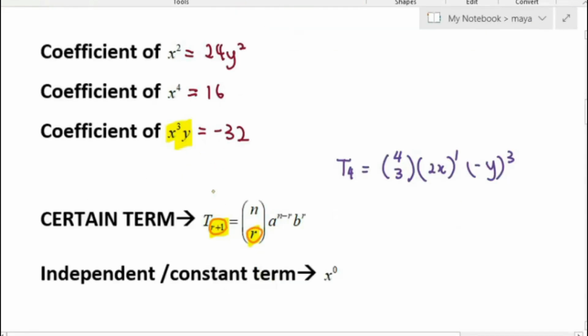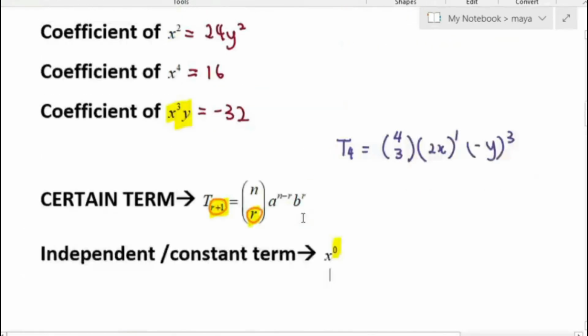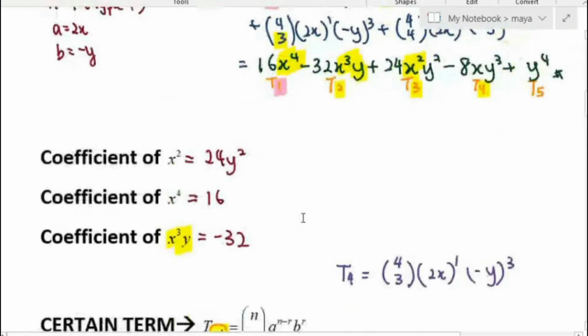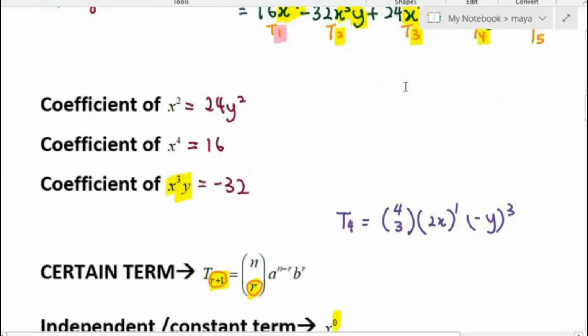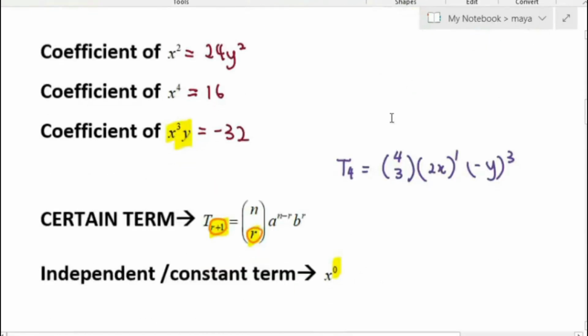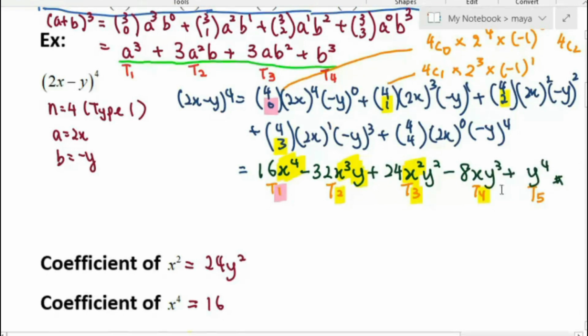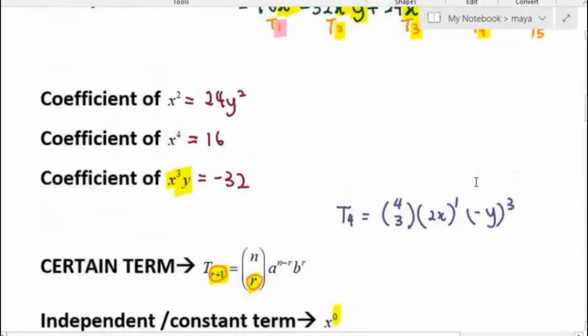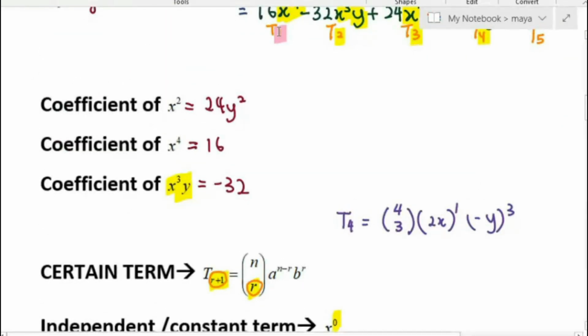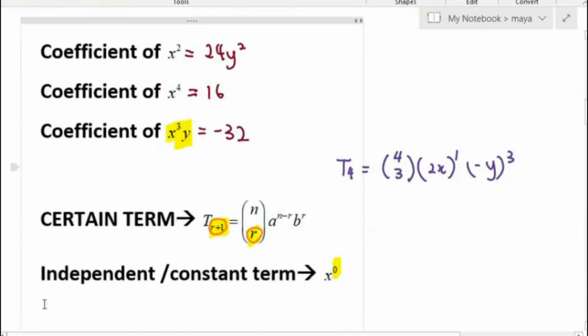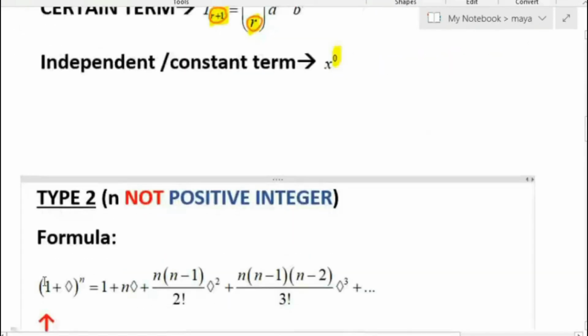Okay, so independent term and constant term mean x power to 0. This one you can see as an example in your nota kuliah. So for this expansion here, I don't have an independent term or constant term because I don't have an x power to 0. It doesn't mean like this. This is not independent. Constant term means the whole expansion, the term, is just a value only. So that is called independent term and constant term.